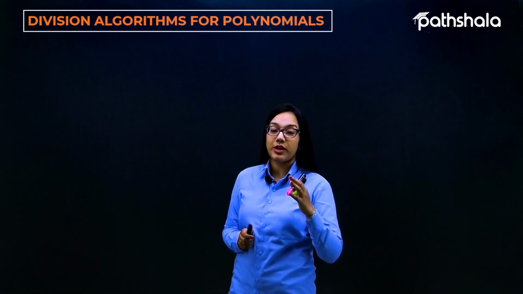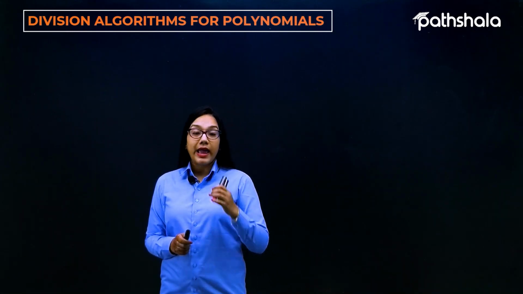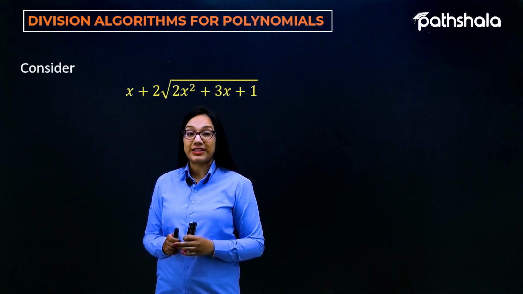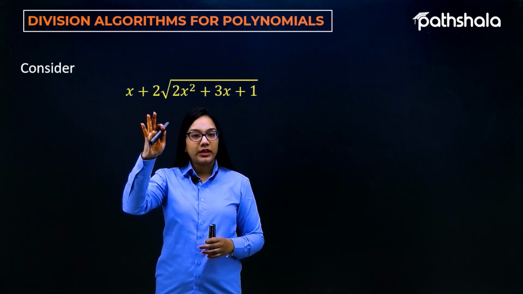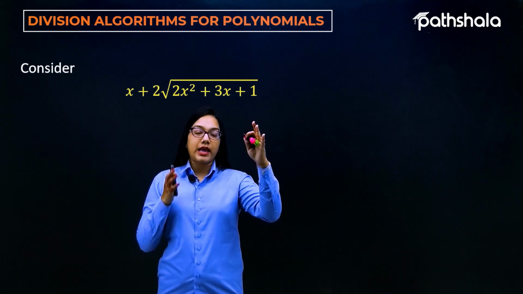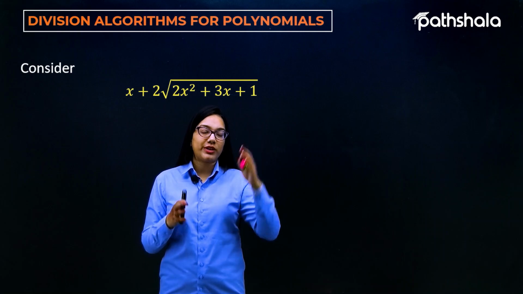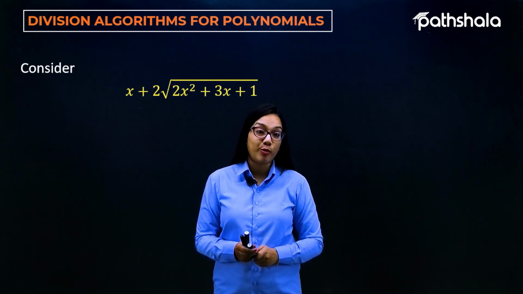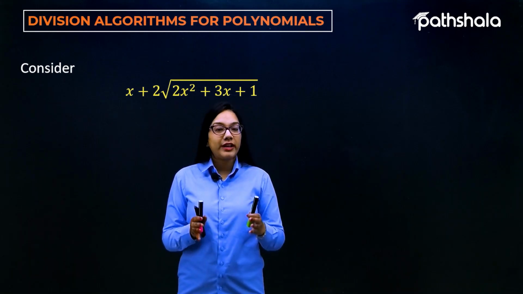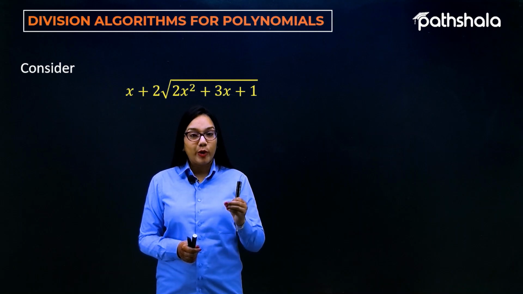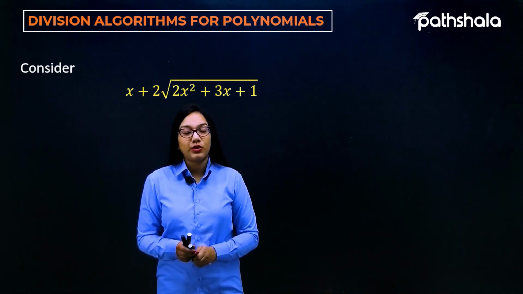So let us consider an example of how we can divide two polynomials. Suppose we have x plus 2, a linear polynomial, and 2x square plus 3x plus 1, a quadratic polynomial. So let's divide these two polynomials. I hope you remember how we divide two polynomials, because we have already done this concept in class 9th. So let's start with it.